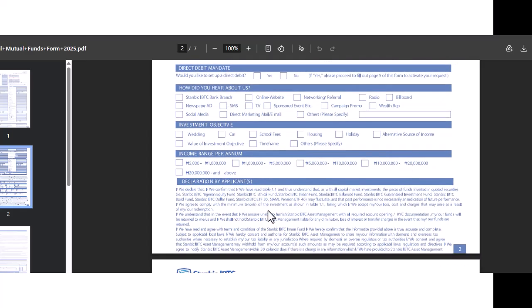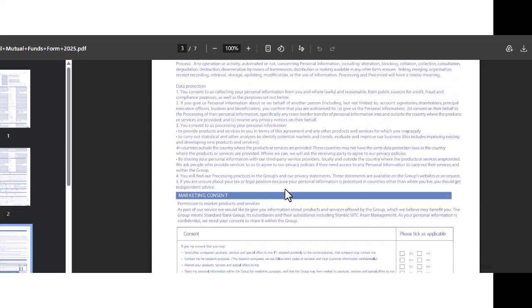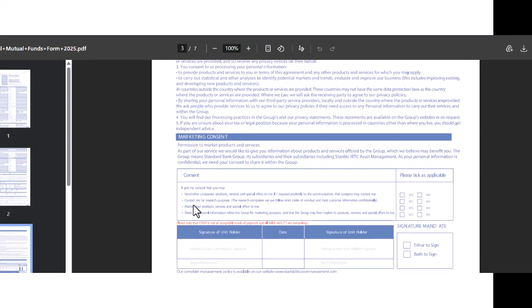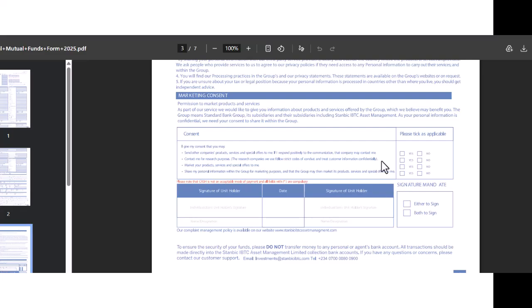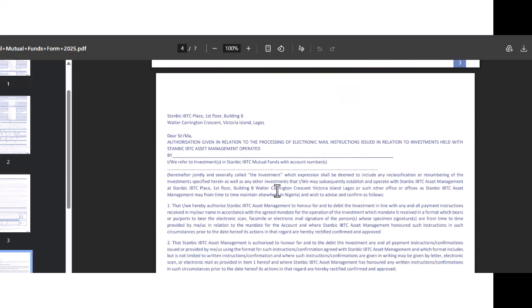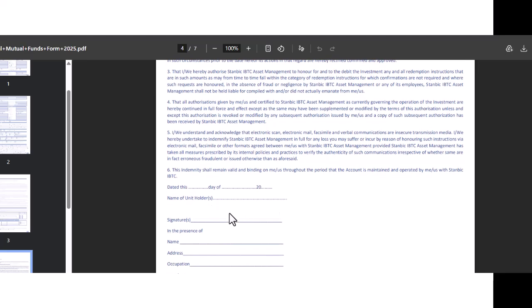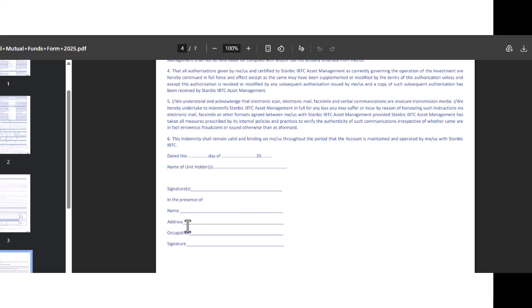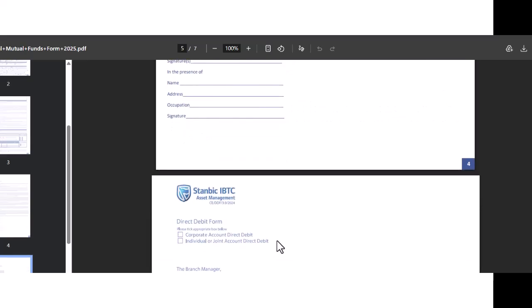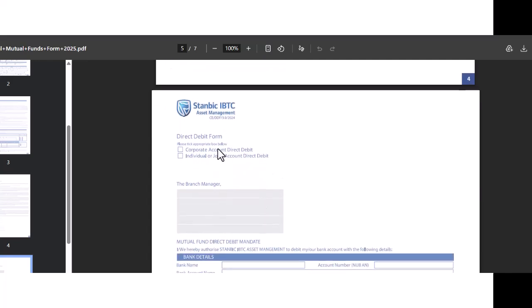So just make sure you take your time on it. Then I think there's nothing else, okay, there's a consent here where you agree. So you tick the box as applicable. Then you scroll down, then the date that you are signing, name of the unit holder, then you sign in the presence of someone, occupation, signature, address. I think you need a referee too. So maybe like your wife, your friend, or something like that.